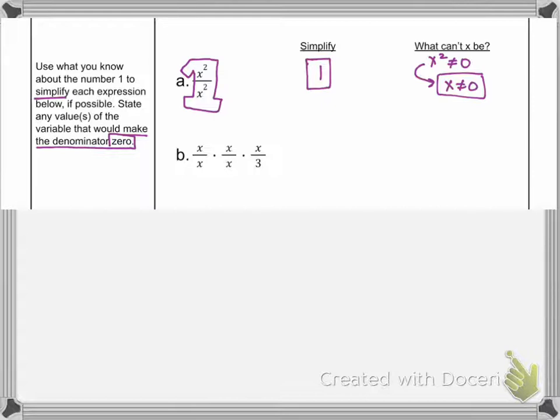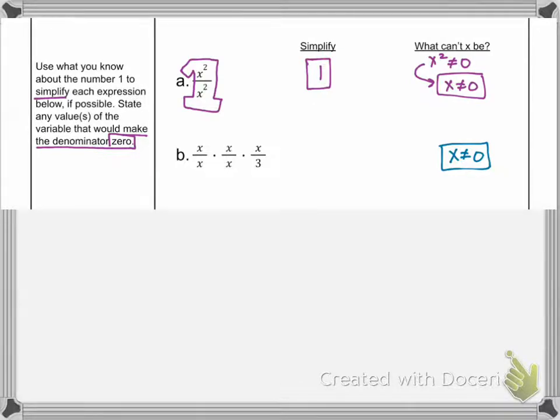Okay, in the next problem, I'm going to again start with the what can't x be. So I've got x over x times x over x times x over 3. In my denominator, I've got an x and I've got a 3. And that 3 cannot equal 0. The 3 is just the number 3. So basically here I just have x can't equal 0 again.